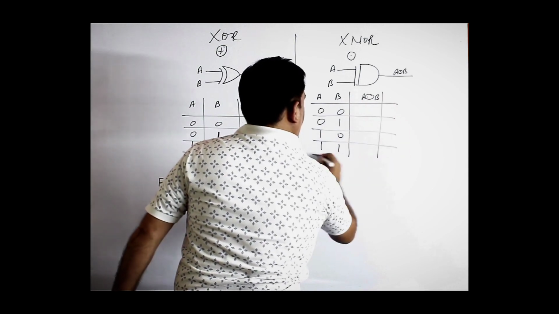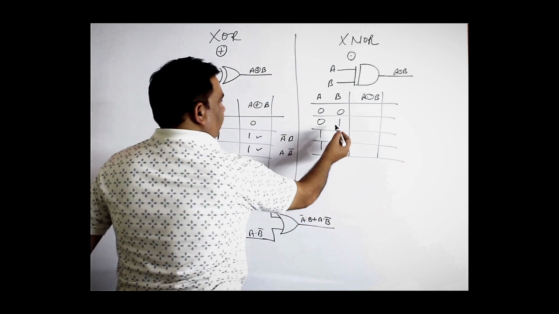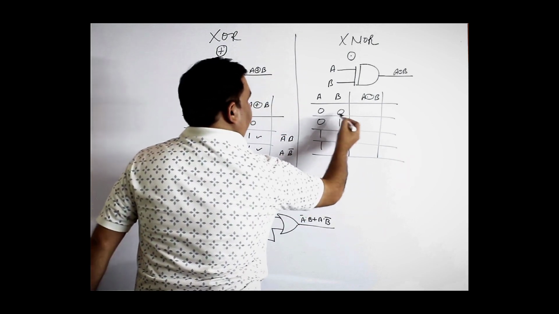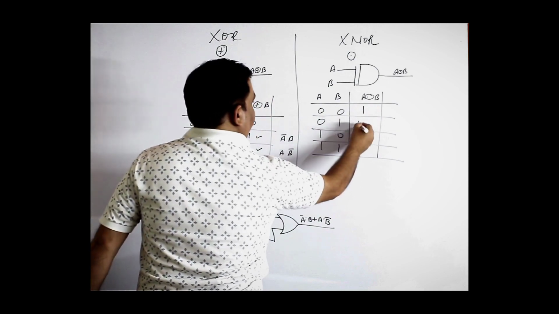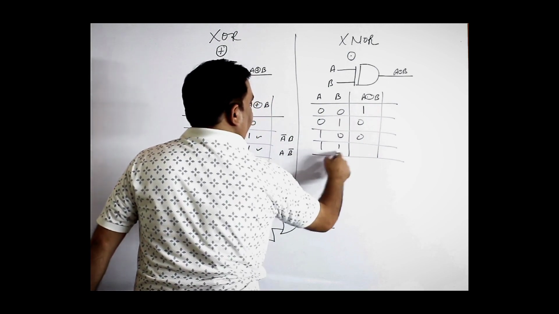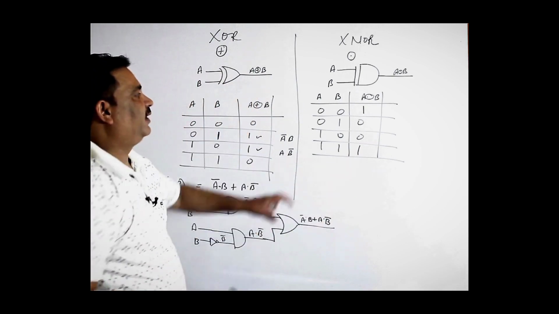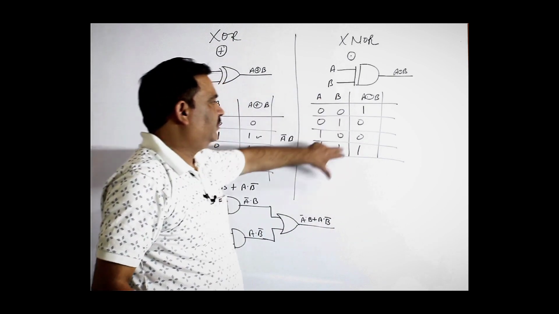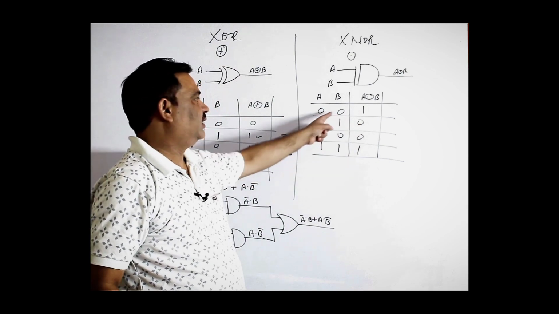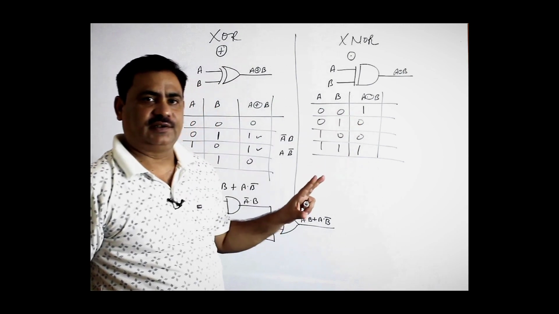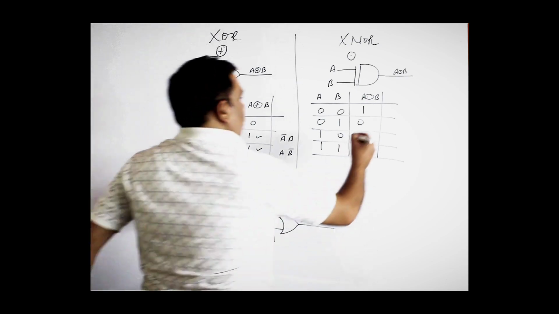In the output column, wherever there is an even number of ones in the input column, the output is 1. Odd number of ones gives output 0, odd number of ones 0, even number of ones output 1. Consider that no ones is also an even number of ones, so that row also has output 1.